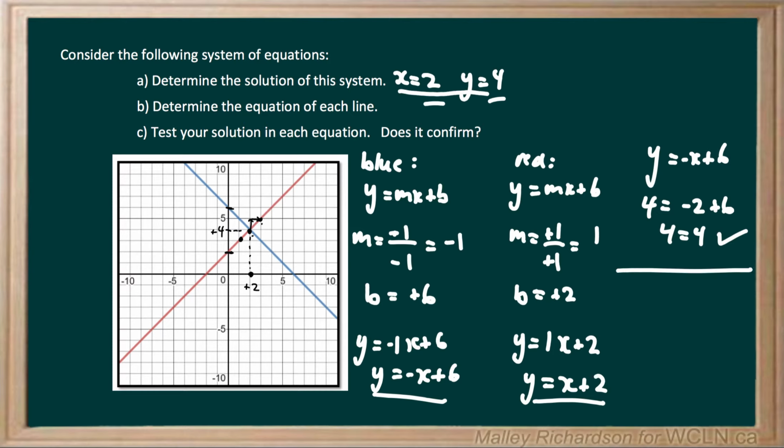Now let's check for the red graph. We have y equals x plus 2. And again, we're going to replace y and x with 4 and 2. We have 4 equals 2 plus 2. Well, we know 2 plus 2 is 4, so we have 4 equals 4. And because both sides equal the same number, our solution is correct.